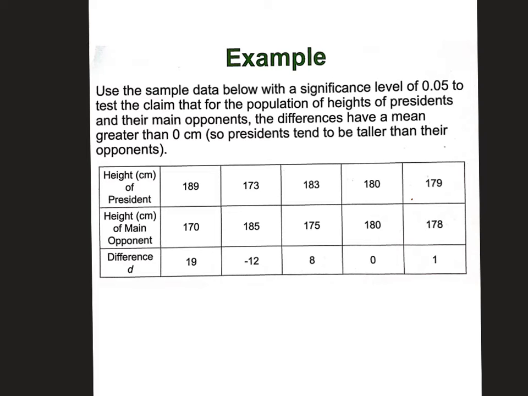Use the sample data below, the same stuff with the presidents, with a sig level of 0.05 to test the claim that for the population of heights of presidents and their main opponents, the differences have a mean greater than 0. So the presidents tend to be taller than their opponents. So here's 5 different presidents and their heights and the heights of their opponents. And you can see down here on the bottom row, we went ahead and found the differences of all those 5.